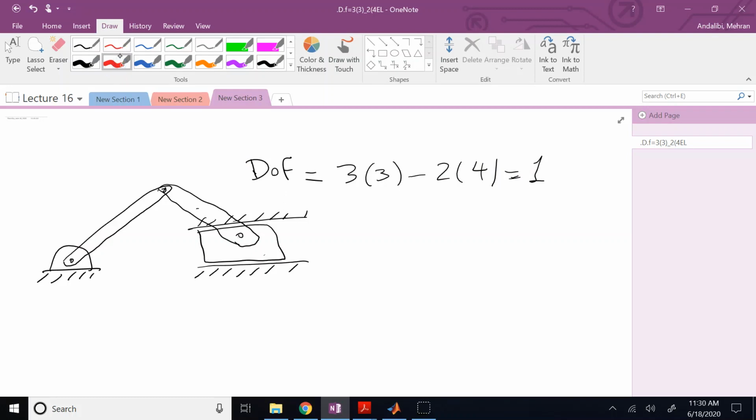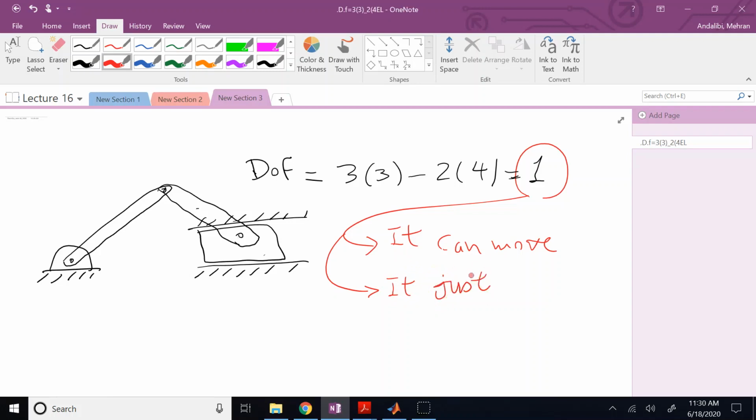And since you have 1 degree of freedom, it means what? First of all, it can move. Second of all, it just needs one input, which means if you determine the motion of one of the rigid bodies here, if you force it, the motion of the others will be determined from kinematics formulas. So if I want to know the velocity of the piston, all I need is to provide an RPM to the crank link. I do not also need to provide an input, let's say a rotational velocity, to the conrod. All I need is one input, and the motion of the other ones follows.